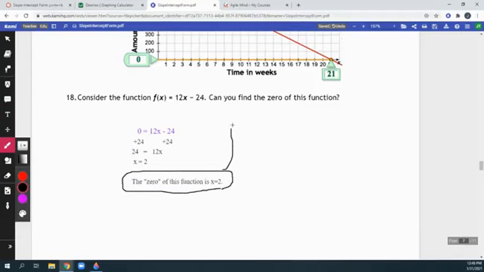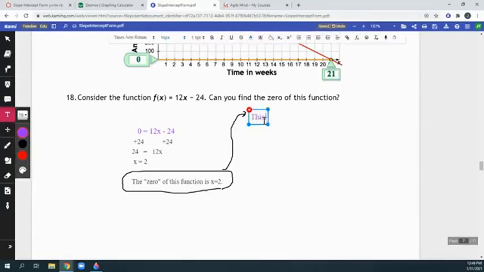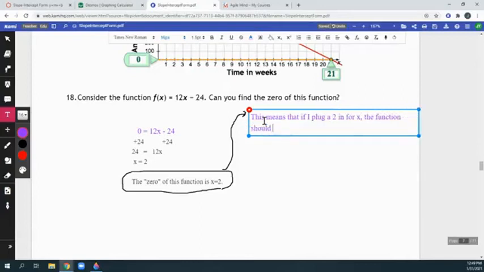So what the heck does that even mean? That means that if I plug a 2 in for X, the function should end up going to 0.